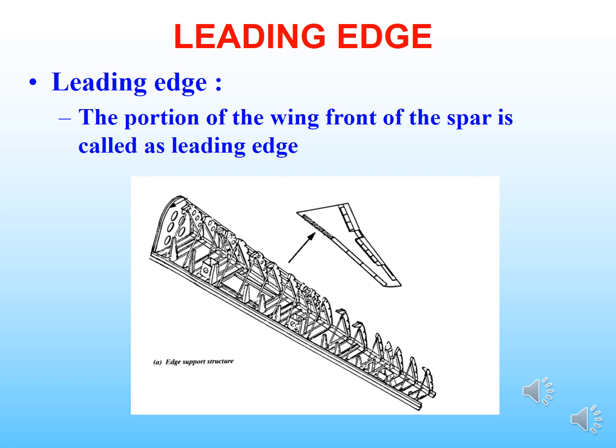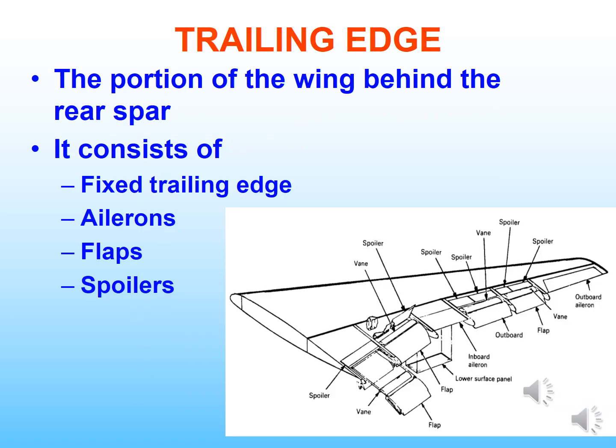The leading edge. This portion of the wing located in front of the spar, or in front of the front spar, is called the leading edge. It faces the initial impact of the flow. Then trailing edge, this is the tail portion of the wing which is located behind the rear spar. Mostly the trailing edge consists of more control surfaces like ailerons, flaps, slats, spoilers, etc.